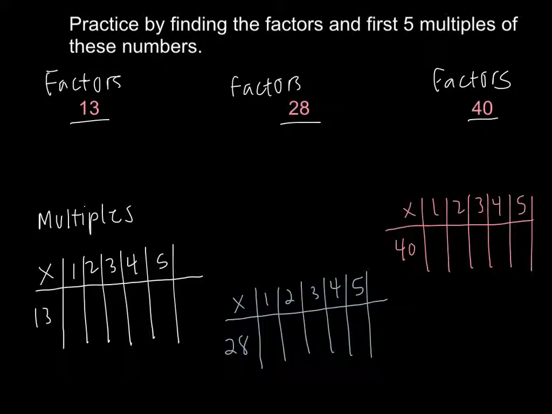Practice by finding the factors and the first 5 multiples of these numbers, 13, 28, and 40. When you are setting up your scratch paper, please use the strategies you were shown in the video by setting up multiplication charts and listing your math facts under your factors in order to find all of the answers.